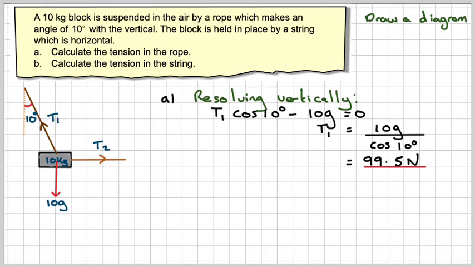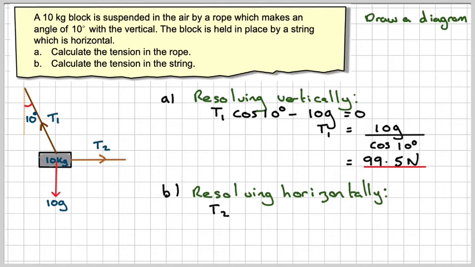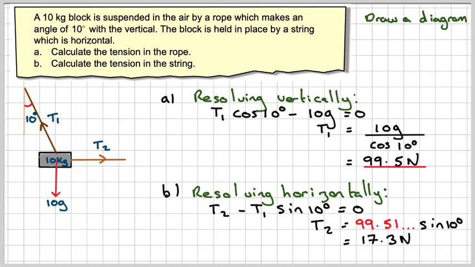To find T2, part B, if we resolve horizontally, then we're going to have T2 minus T1 sin 10 degrees. We're going to have nothing from the weight because it is acting vertically, so that's going to be equal to 0. Now we already have T1, we can put it in there, so we can say that T2 is going to be 99.51 sin 10, which will give me 17.3 newtons.